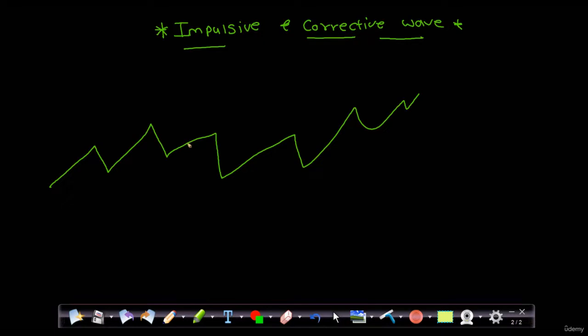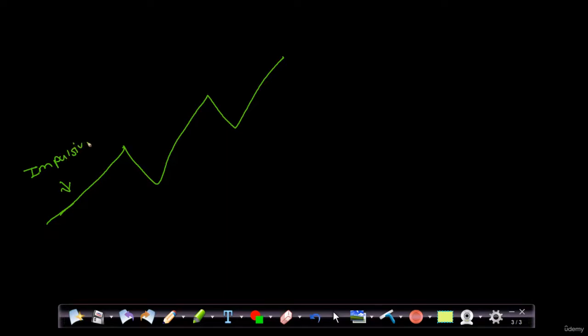Now, how to figure out what is the impulsive wave? Let's take an example here. Suppose you found this type of swing pattern, then this uptrend is called an impulsive wave. Impulsive wave is nothing but a trending wave or trend line, an uptrend or downtrend, whatever you have.